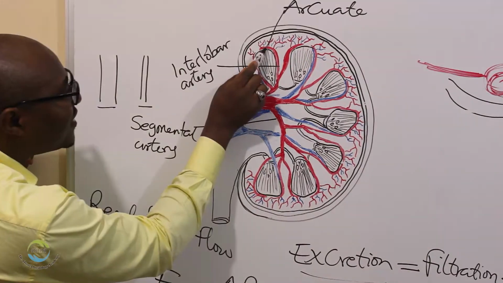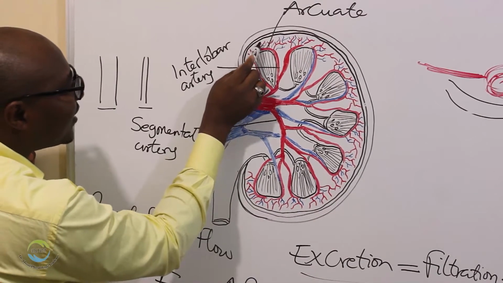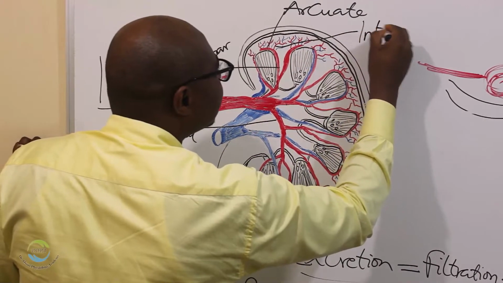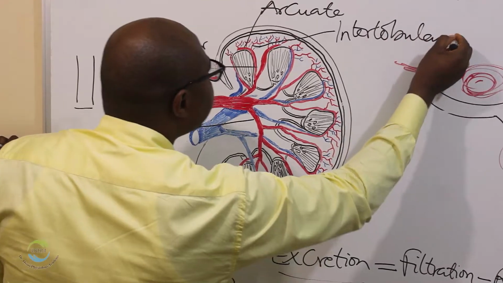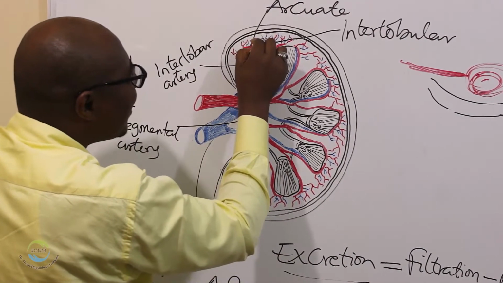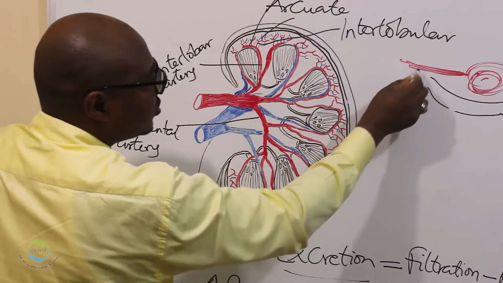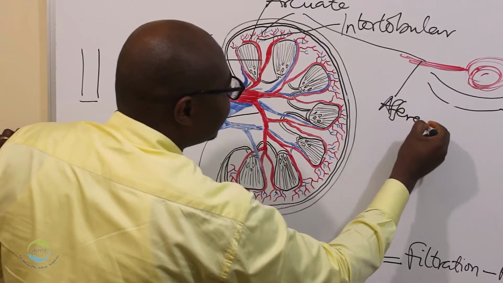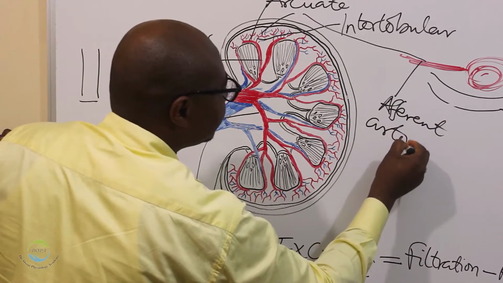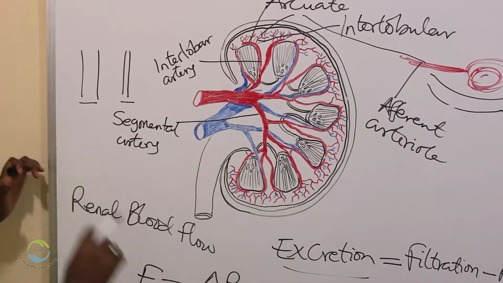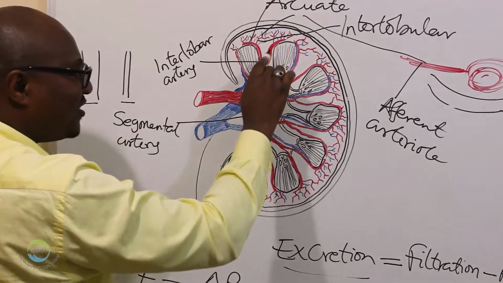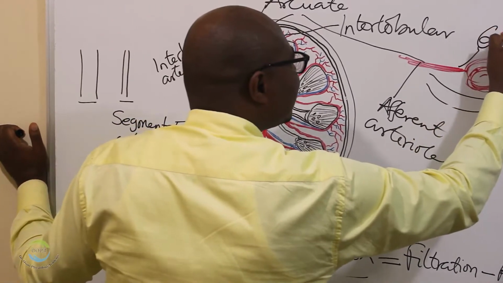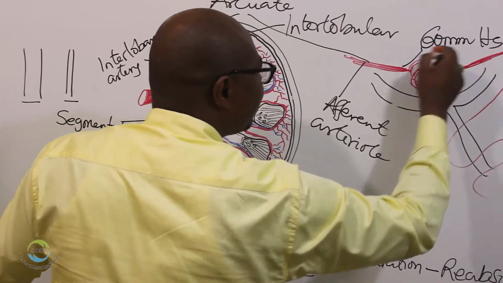So you see that from this arcuate artery, there are other branches. So this branch here becomes interlobular. Then from the interlobular, you now have the arteriole. That's this one now, the afferent arteriole. So from the high pressure, as it branches, it reduces. At this level of the arteriole, the pressure has become about 60 millimeters of mercury.